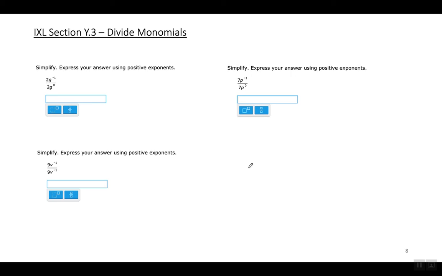Okay, now we have some examples with negative exponents. You do the same thing, though. There's like 2 ways to explain it. Let's look at this.